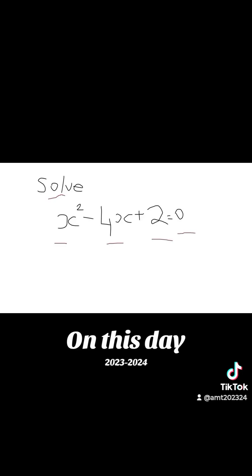The quadratic formula, which is given to us in our formula book, is x equals minus b plus or minus the square root of b squared minus 4ac. Sorry guys, I apologize about my handwriting.